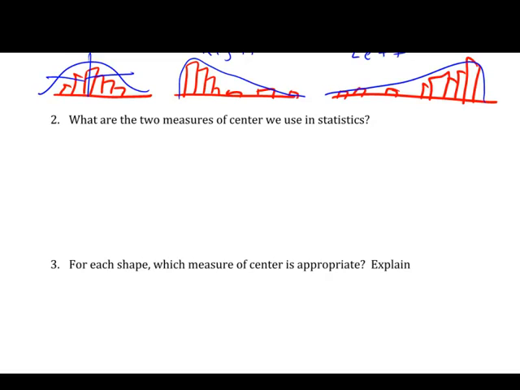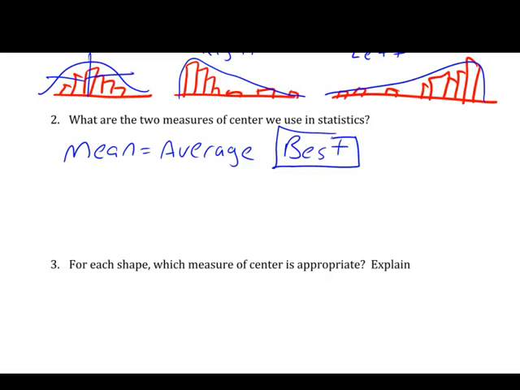Two measures of center we're using in statistics. The first one is the mean, or we call it the average. It's when you take all the numbers, add them up together, and divide by how many you have. This is the best measure of center because it takes into account every piece of data.